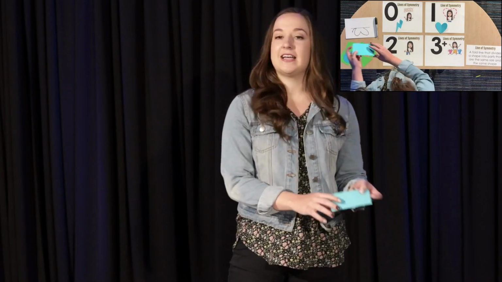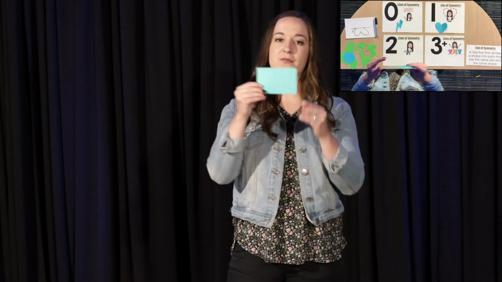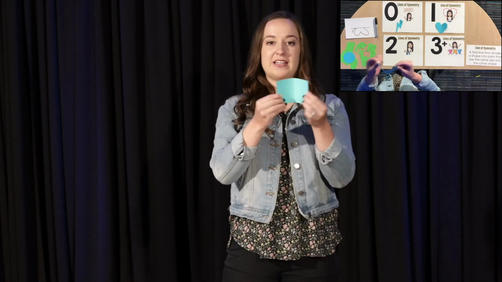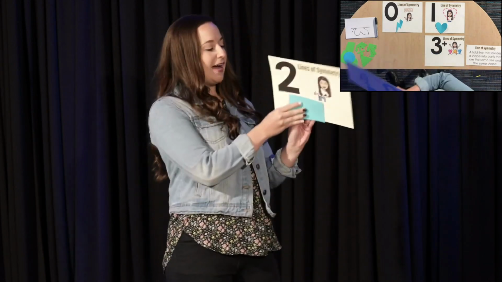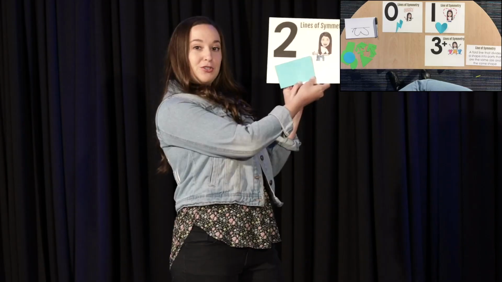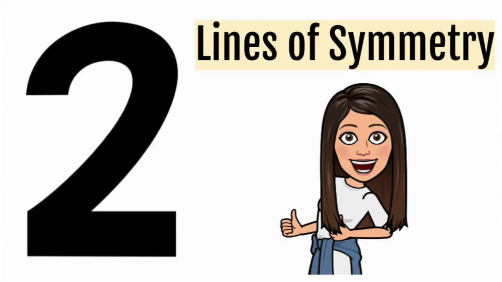A shape that does have 2 lines of symmetry is a rectangle. You can fold it both vertically or horizontally, and you will get 2 matching parts or shapes either way. We are going to categorize the rectangle into 2 lines of symmetry.